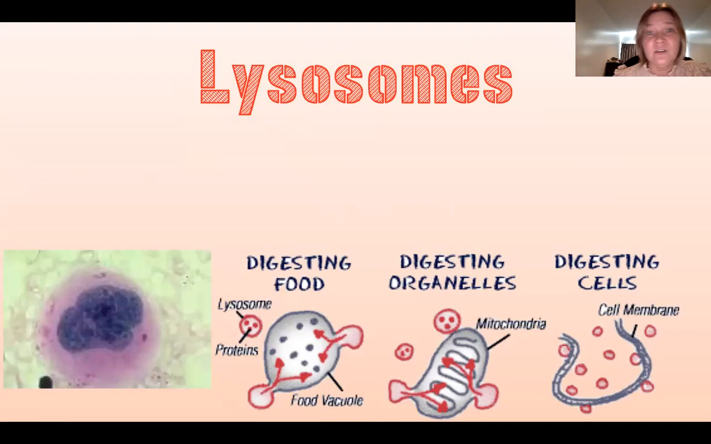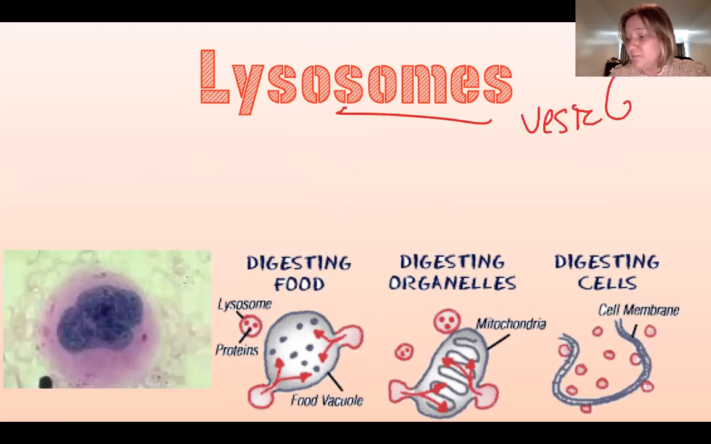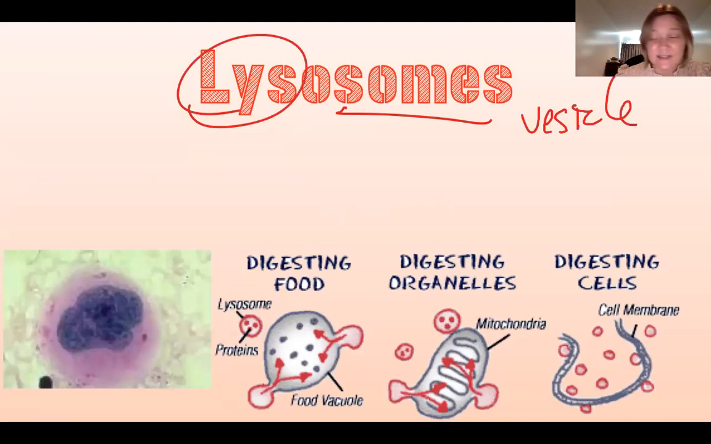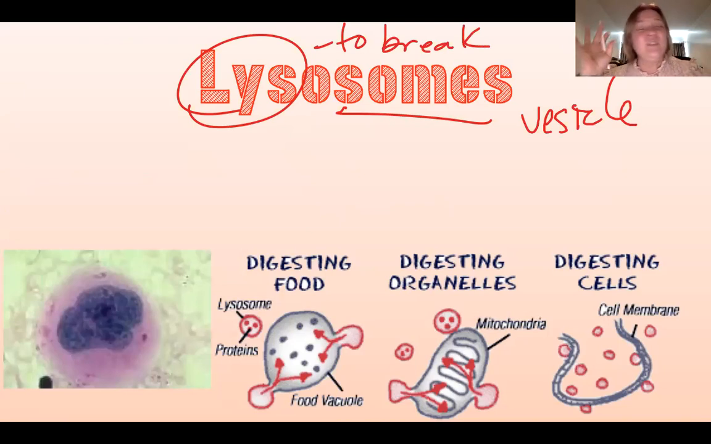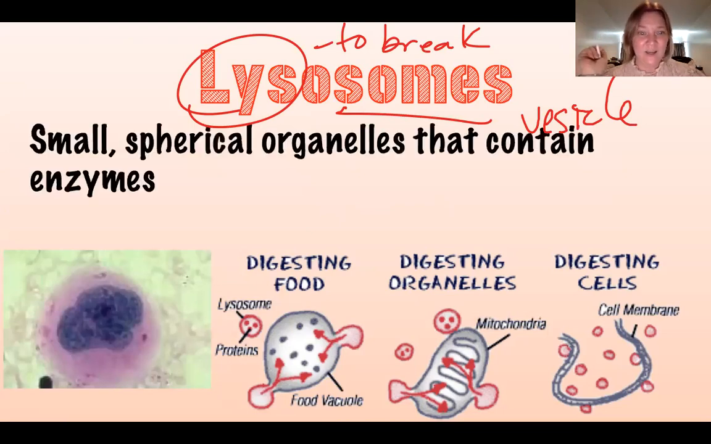So I would also like to talk about the fact that "some" means vesicle, and "lyse" in this example, well, lyse just in general means to break. Like many videos ago, I talked about hydrolysis, and the lyse in that part meant to break. So a vesicle that breaks. This is a vesicle that contains enzymes.